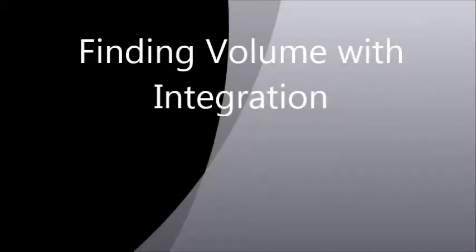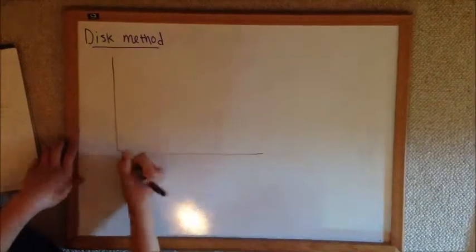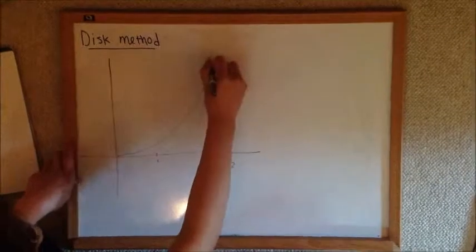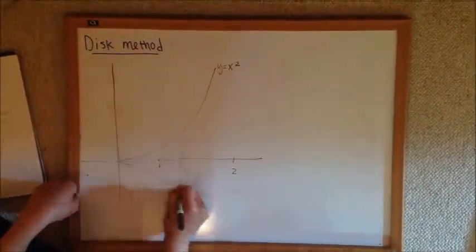Finding volume using integration is an important application of calculus. There are three different methods of doing this. The first method is known as the disk method. For most volume questions, you will be given a line to rotate around, along with bounds upon which the problem is based.